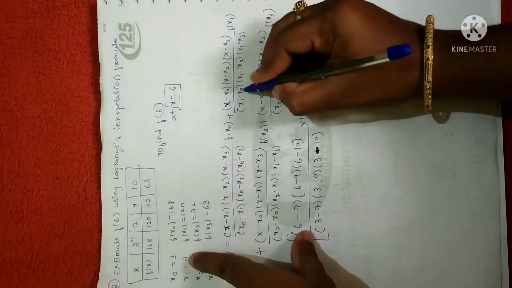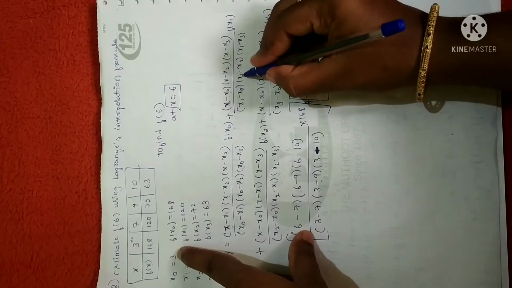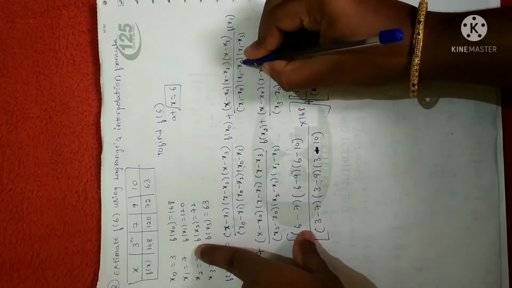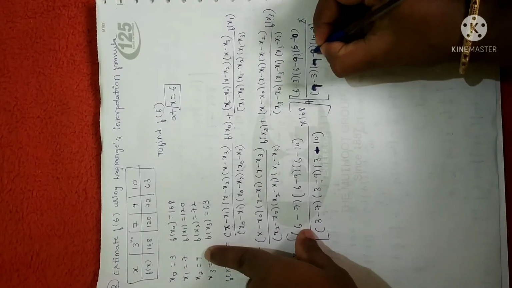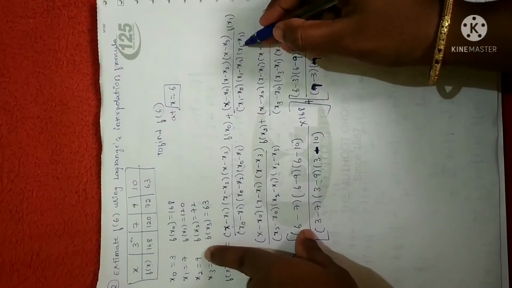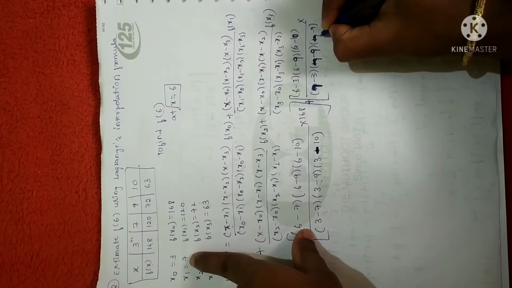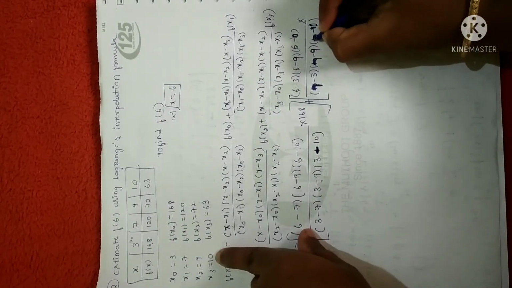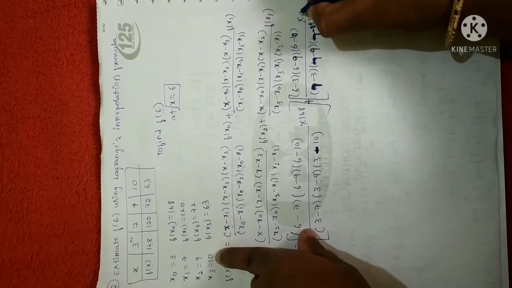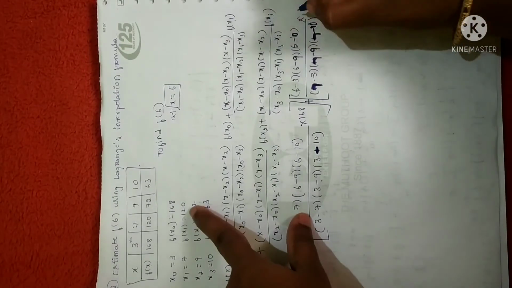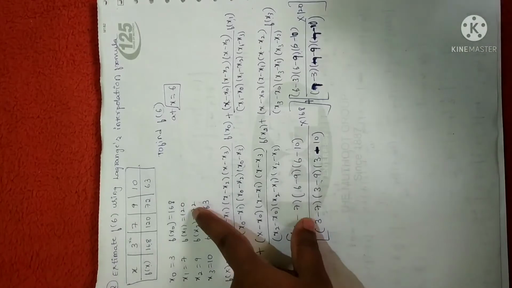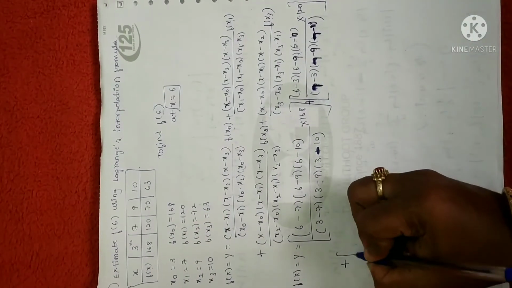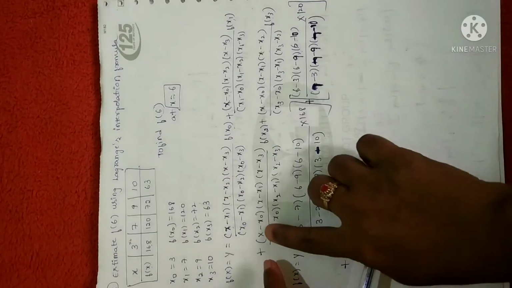7 minus x naught is 3. Next is x1 is 7, 7 minus x2 is 9. Clear? Next x1 is 7 minus x3 is 10, 7 minus 10 into f of x1 is 120. Clear? Next, substitute the third term plus, what is the value of x?